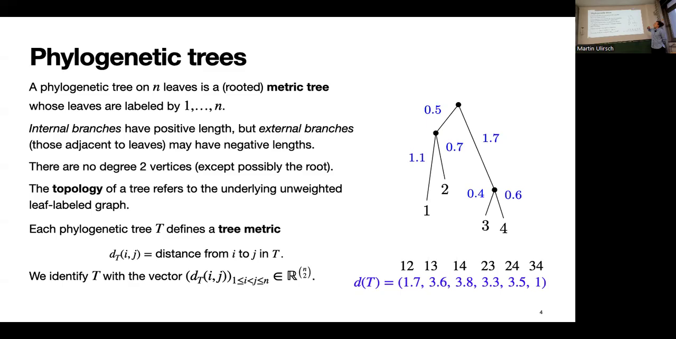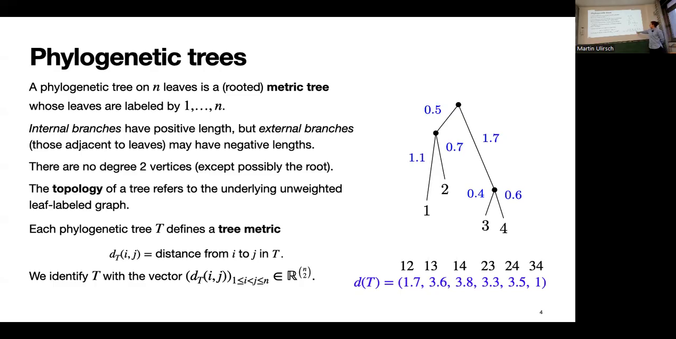It's a metric graph, except that I also allow negative edge lengths on the pendant edges, or the edges that are adjacent to leaves. And there's no degree 2 vertices. And the topology is the underlying structure of the graph with the leaf labels, but forgetting about the edge lengths. And with all these assumptions, if I define this tree metric to just record the pairwise distances between leaves, I can also recover the tree from that.